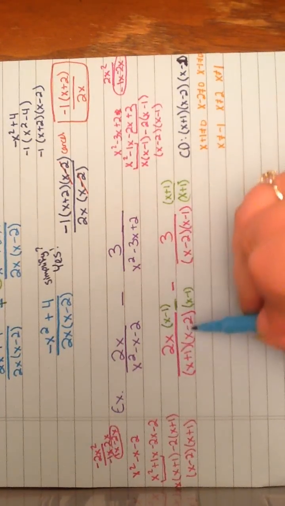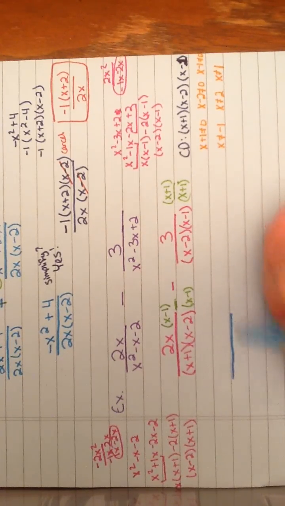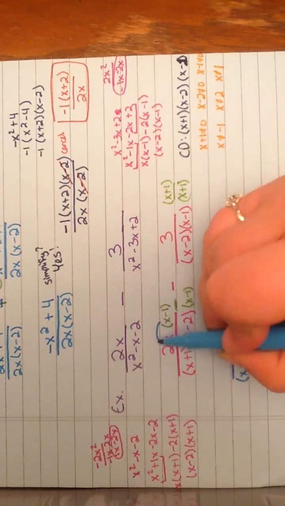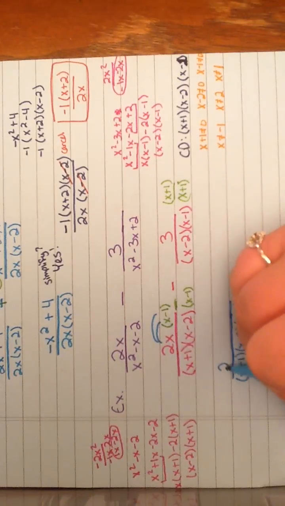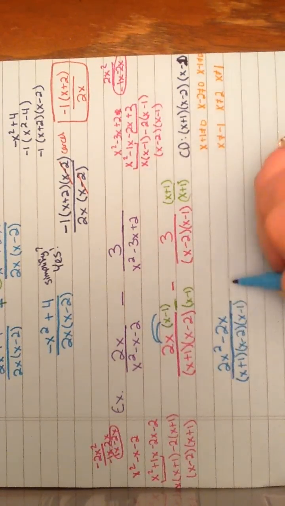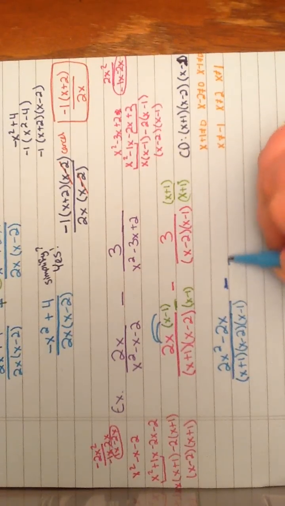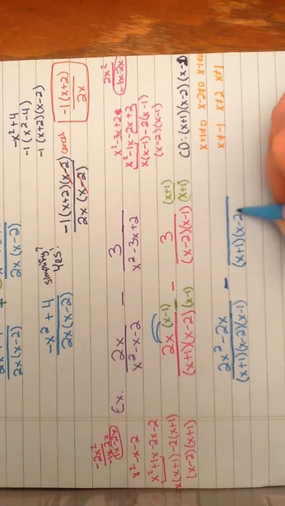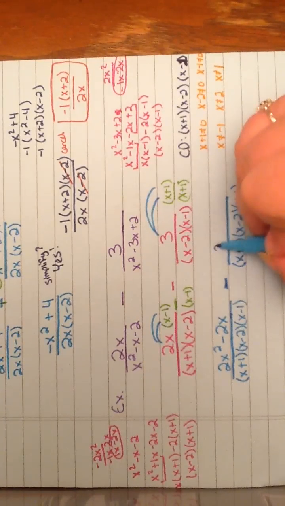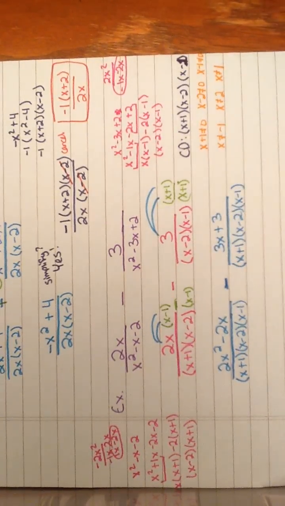Now I need to make these have the same denominator. So the denominator is going to be x plus 1, x minus 2, x minus 1, or whatever order you feel like putting that in. The numerator I need to FOIL, so 2x times x is 2x squared. 2x times negative 1 is negative 2x, minus, and x plus 1, x minus 2, x minus 1. And in the numerator I distribute, so I've got 3x plus 3.